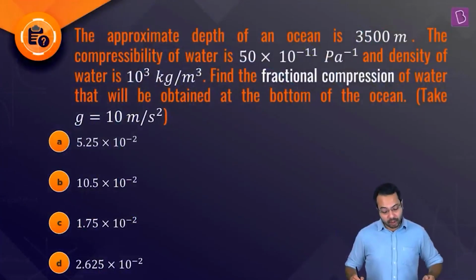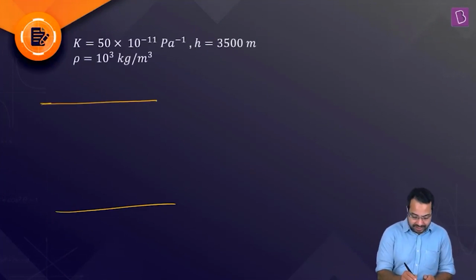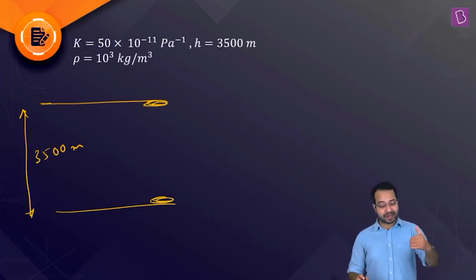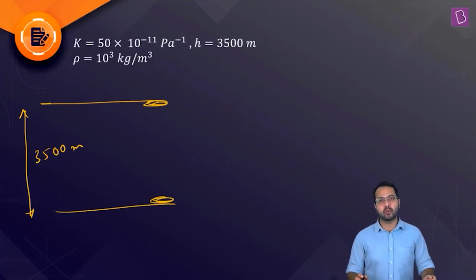The question is: the approximate depth of an ocean is 3500 meter. The compressibility of water is 50 into 10 to the power minus 11 per Pascal, and the density of water is 10 to the power 3 kg per meter cube. Find the fractional compression of water that will be obtained at the bottom of the ocean. So we have an ocean, and the depth of the ocean is 3500 meter. The water at this point and the water at this point are going to be at different pressures. As we go down, the pressure is going to increase, and hence there will be compression in water. So we need to find out what this fractional compression is.